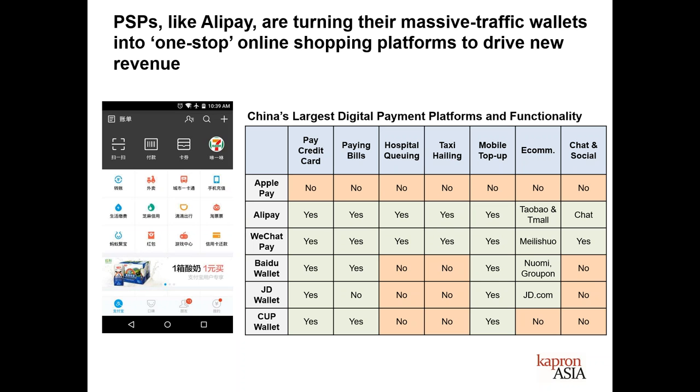And the table on the right shows the breadth of offerings provided by these PSPs. For example, using the Alipay wallet, you can pay your credit card debt, you can pay utility bills, and even if you go to the hospital, you can use the wallet to get the ticket for queuing. You can hail a taxi, top up your mobile, and there is even e-commerce. So it's an incredible amount of services and products available there.